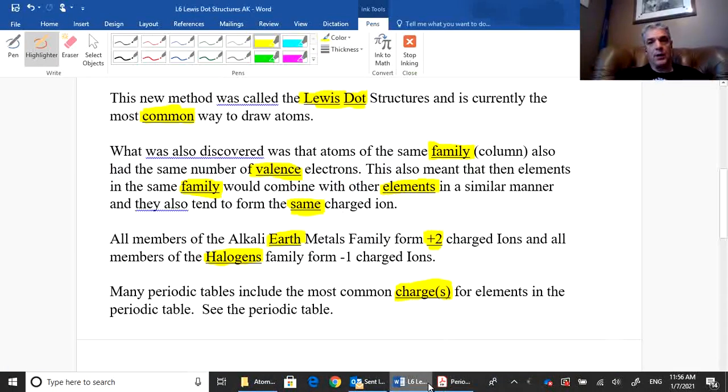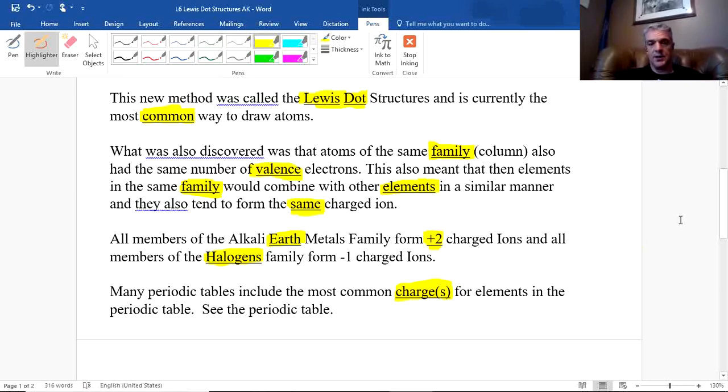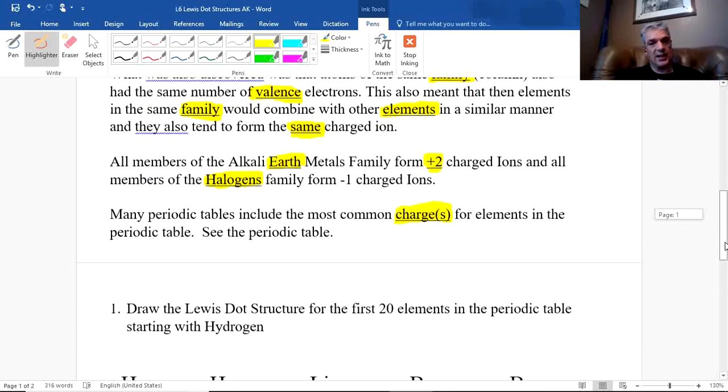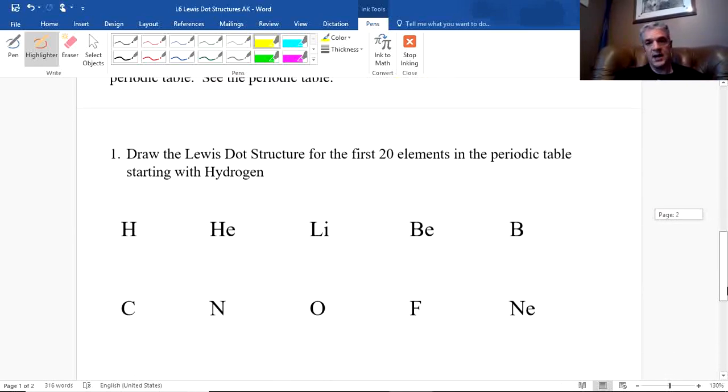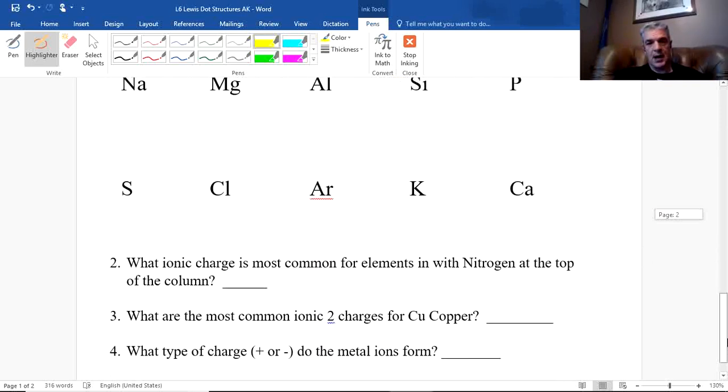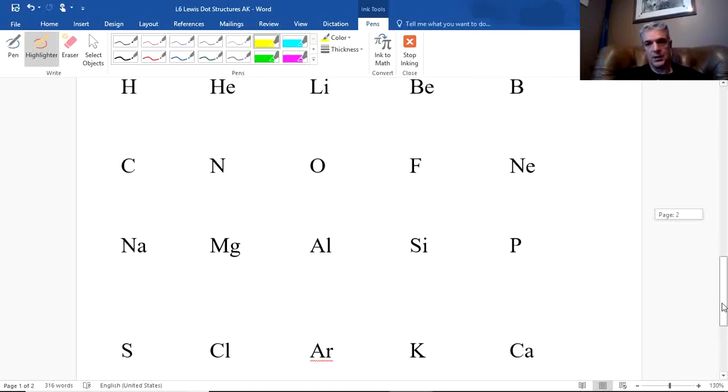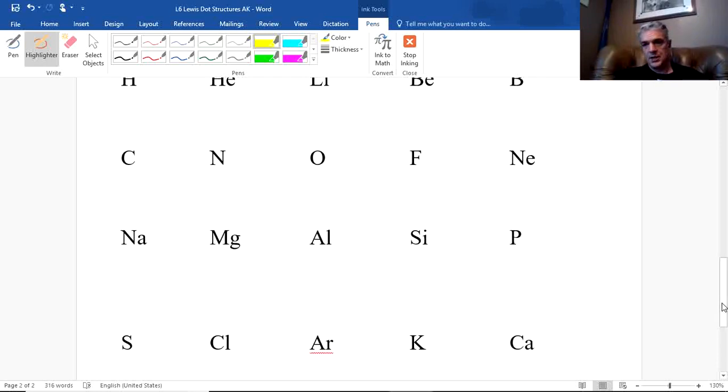All right, so that wraps up the lesson on Lewis dot structures. You're going to get a chance to draw the 20, and then there's a few questions at the bottom here that you can work on as well. Okay, I really hope you get it and you're able to draw all 20 of these. We'll try and take them up in class at some point. All right, enjoy your worksheet.